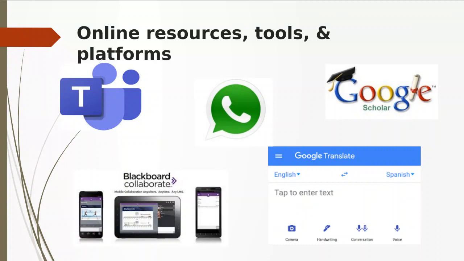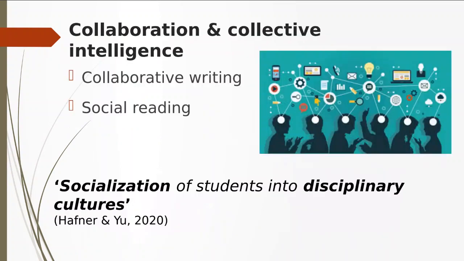Because all these platforms now allow people to interact simultaneously, that really shapes or changes the way people communicate or do work in universities. And there's discussion in the literature about collaboration, and also we really like this term collective intelligence.